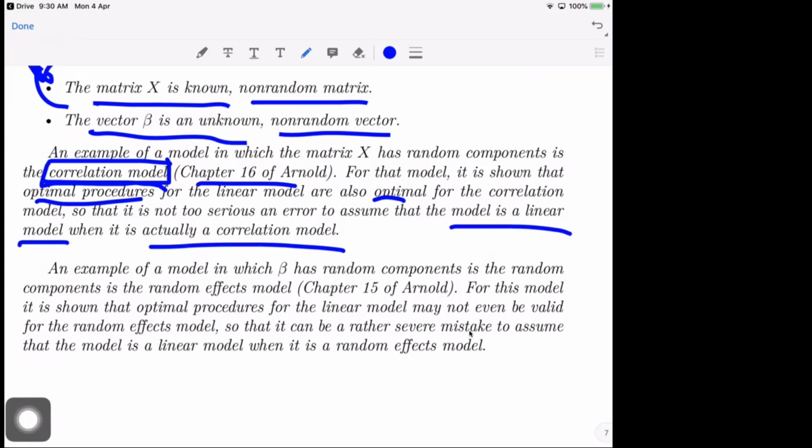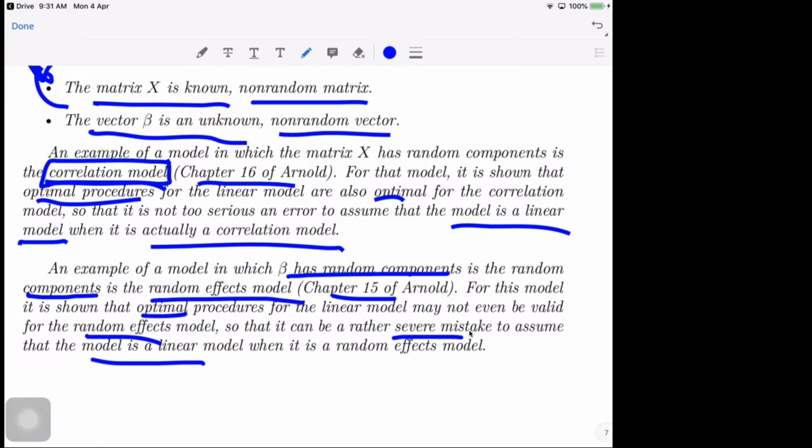An example of a model in which beta has a random component is the random effects model, which is discussed in chapter 5 of Arnold. This is another type of model where the betas are random. For this model, it is shown that the optimal procedures for the linear model may not even be valid for the random effects model, so it can be a rather severe mistake to assume that the model is linear when in fact it is a random effects model.